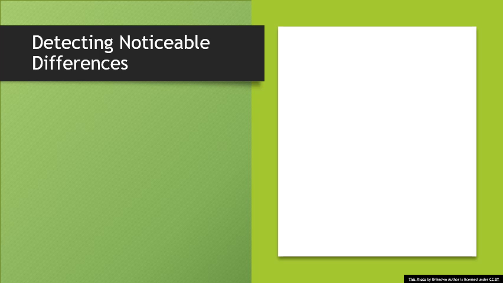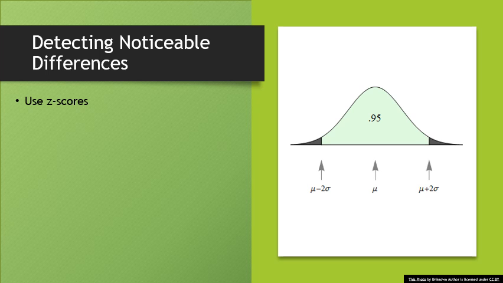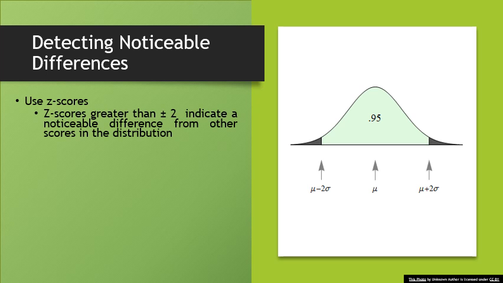So we're going to talk about detecting noticeable differences. We're going to use Z-scores to do this. And notice in the middle of the normal distribution here, 95% of the scores are all in the middle. And then in the two tails, anything greater than or less than 2 standard deviations away from the mean, those will be extreme scores. So Z-scores greater than plus or minus 2 indicate a noticeable difference from other scores in the distribution. These are extreme scores. They are in the tails.